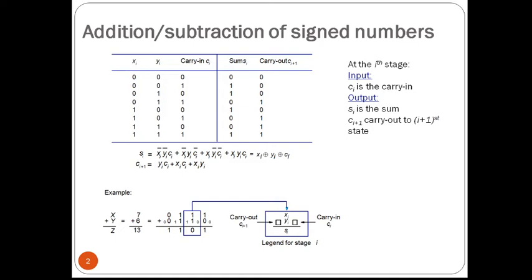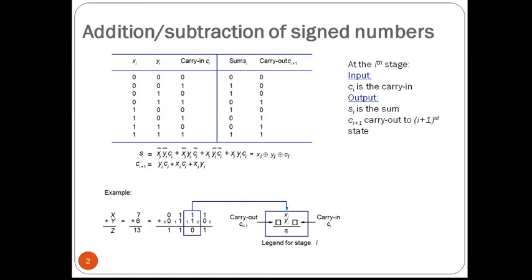Next is 0 0 1. 0 0 is xi yi, 1 is carry in, but that time sum is 1 and carry will be 0. This is how simple addition will be done. Here we should note that each stage of the addition process must accommodate a carry in bit. So we use ci to represent the carry in into the ith stage, which is the same as the carry out from the I minus 1st stage.